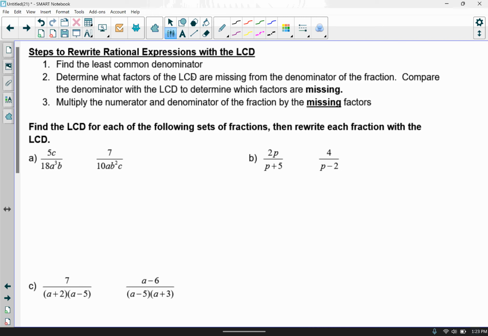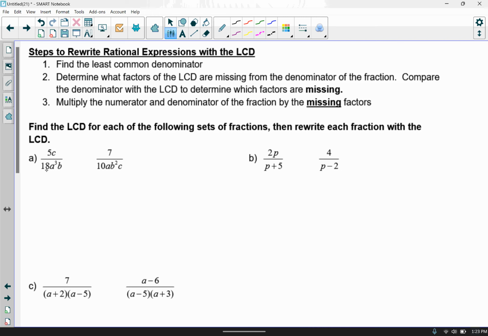All right, here are all of your steps here. You're finding your least common denominator. Determine what factors from that least common denominator are missing from that denominator. Compare your new denominator to your old denominator to determine what's missing, and then multiply the numerator and denominator of the fraction by that missing factor. Of course, I think all of that will make more sense as I show it to you, okay?